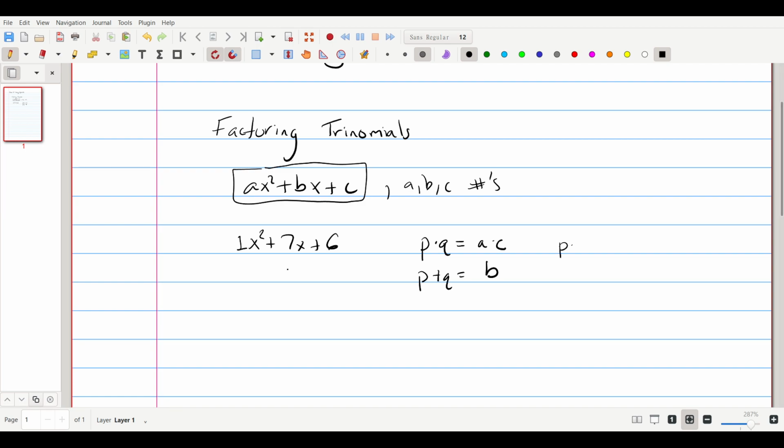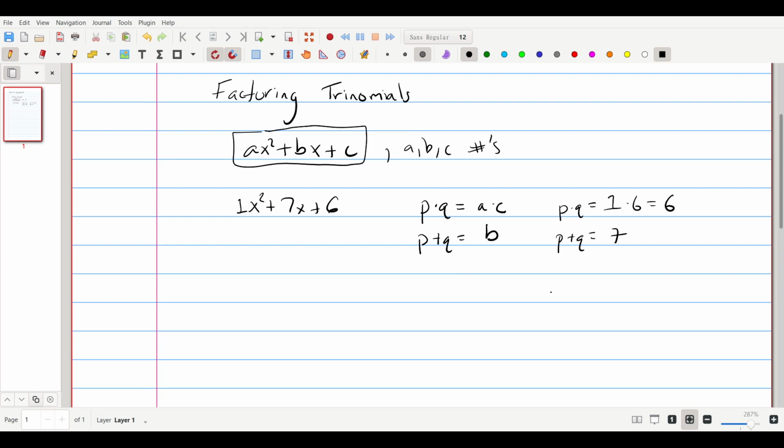So we need p and q, 1 times 6, which is just 6. So two numbers that multiply to 6. And those same two numbers should add and equal 7. Okay? And so what you want to do is start out with the 6 and try to figure out factors of it. So what numbers multiply to 6? Well, we have 2 and 3, right?